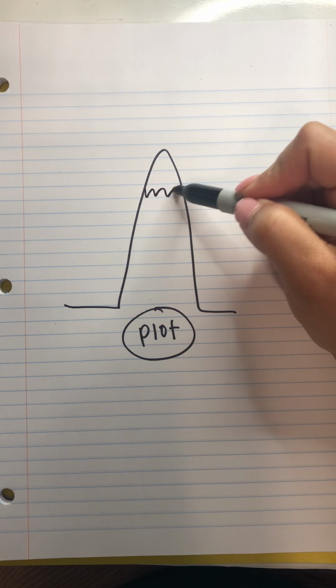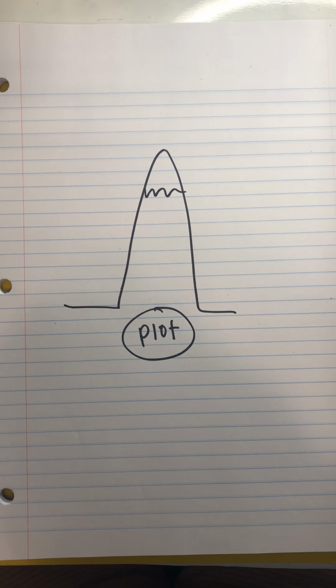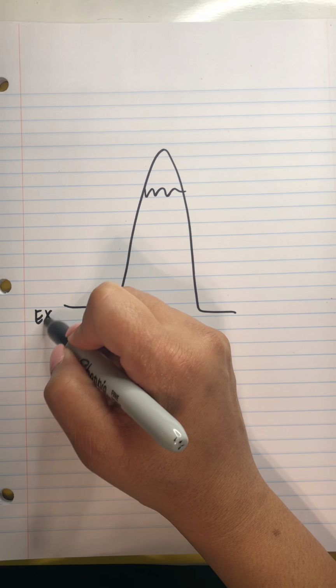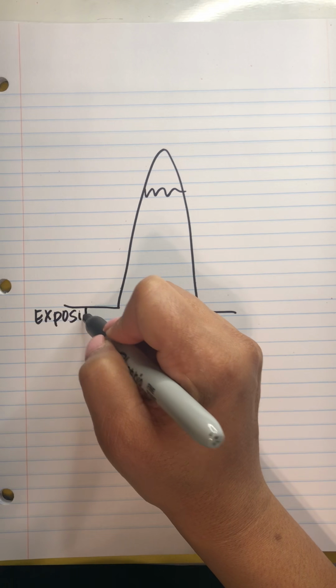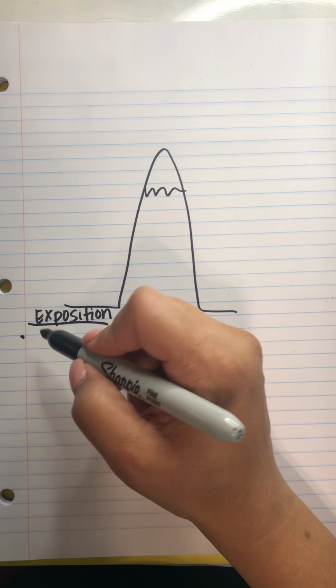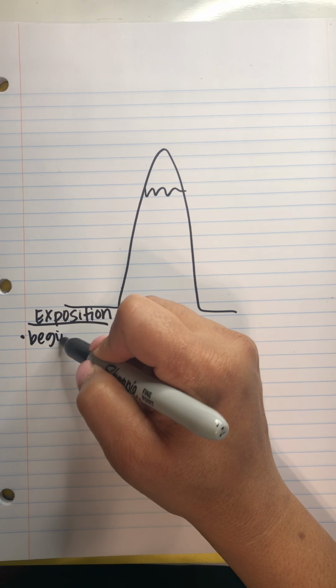I like to make my mountain look cute, so I'm going to put that there. So first I'm going to label the different parts of plot. First I have the beginning of the story. This is called the exposition. In the exposition, we have the beginning of the story.